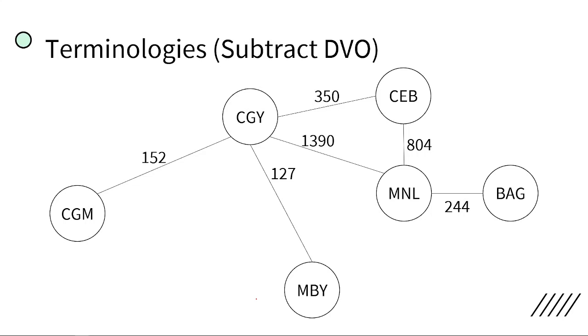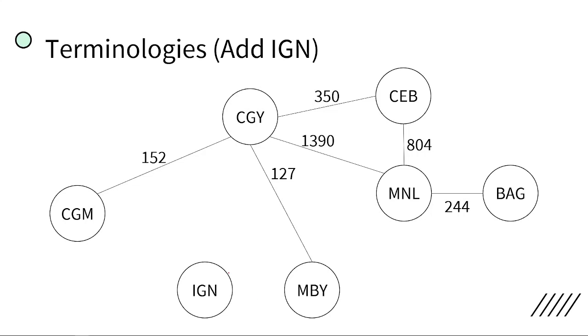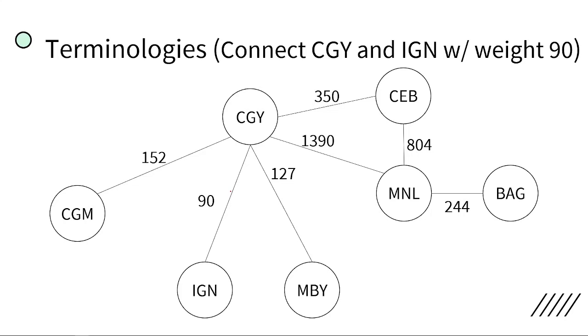We also have our add operation. If we talk about add, it just means that we want to add another vertex. So for example, here we want to add Iligan. There, Iligan pops out. That's the visualization. Next, we can also connect Cagayan de Oro and Iligan with a weight of 90. First I drew a line from Iligan to Cagayan, then I added 90 because that is its weight.